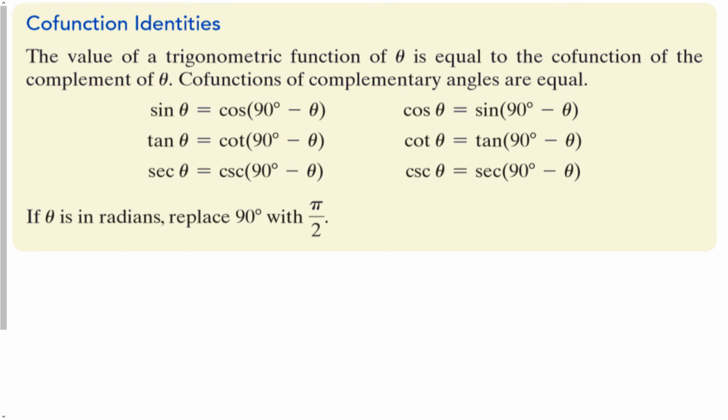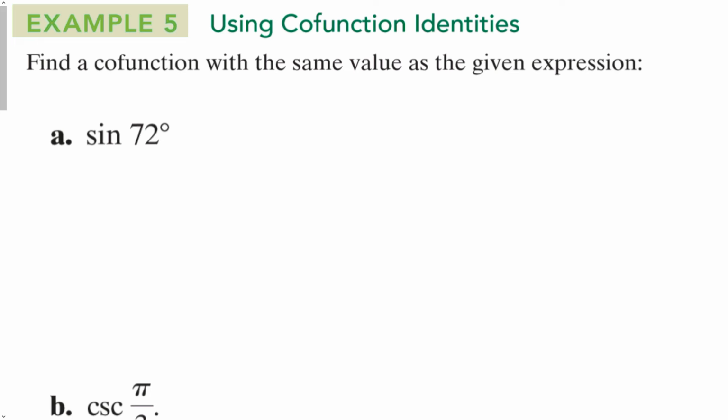Tangent and cotangent go together. Secant and cosecant go together. All these are with 90 degrees. The same applies to pi over 2 radians. It doesn't matter. They both mean the same thing. Okay? And what we can do with this is we can just do some nice simple problems here where we find a cofunction.